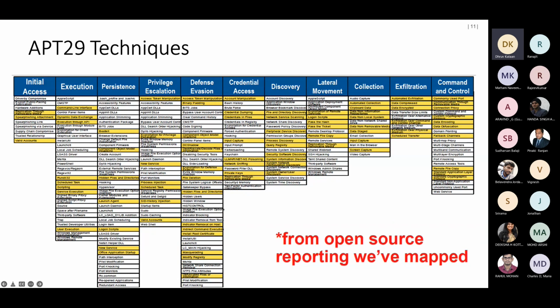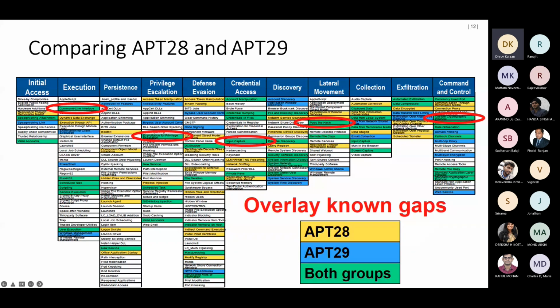Similarly, these are APT 29 techniques that have been mapped, very similar to what you're seeing, but slightly different than what APT 28 does. What you can also do is compare the common techniques in terms of what, say, APT 28 and 29 do. You can figure out the differences, you can figure out what is similar, what is not similar, and you can actually map out that entire information here.